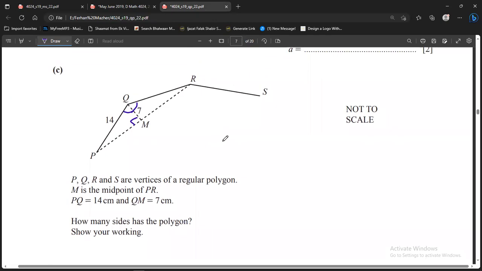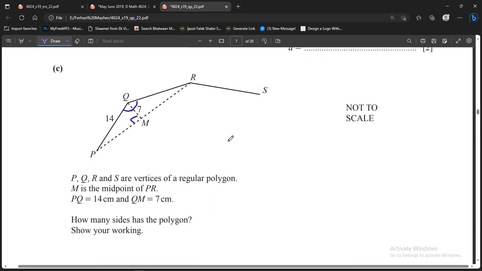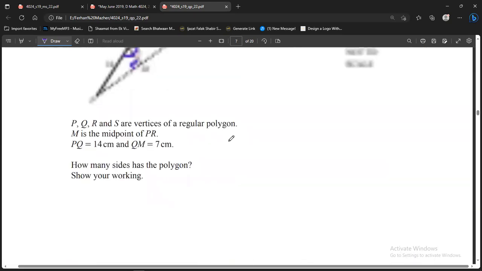Here they say, P, Q, R, and S are the vertices of a regular polygon. M is the midpoint of PR. PQ is equal to 14 centimeter. QM is equal to 7 centimeter. How many sides has the polygon? Show your working, and it's a 4 marks question.